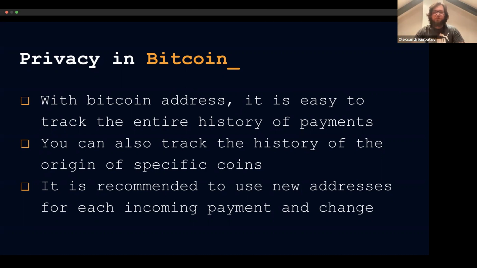For a particular Bitcoin address, it's easy to track the entire history of payments. So if you're using the same Bitcoin address for everything, for all payments, for all changes, everybody can easily track all your activity with Bitcoin. You can see the history of a particular address in a Bitcoin Explorer and verify that everything is going correctly from the technical perspective. And if you're interested in tracking the activity of some user and you know his addresses, you can track and audit everything.